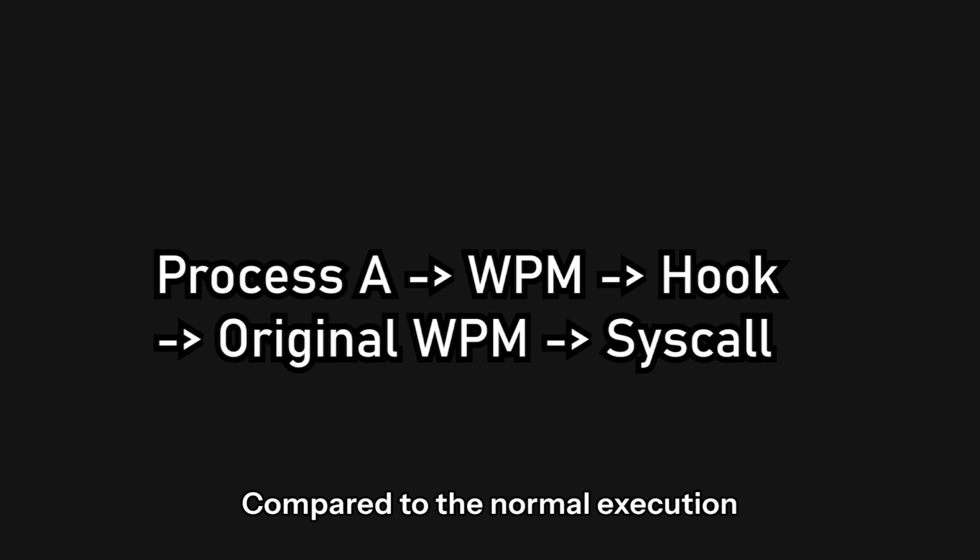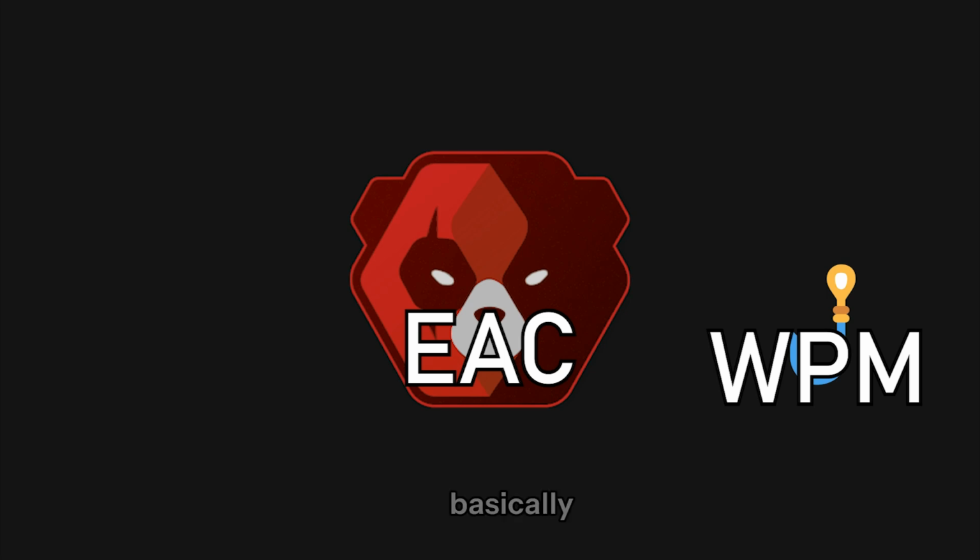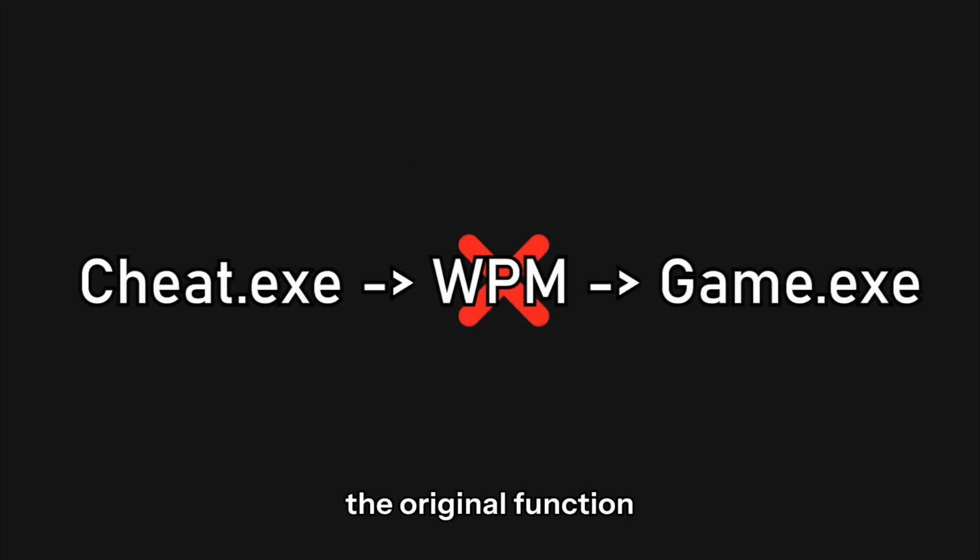Compared to the normal execution of the function, you can see that when a hook is installed, the control flow gets redirected to an unknown function. So in our case, it can be the kernel anti-cheat hooking WriteProcessMemory to, for example, return 0. So basically the kernel mode anti-cheat will prevent you from calling the original function. And that's basically hooks for you.